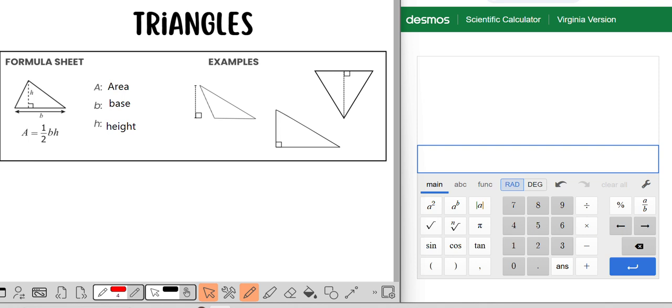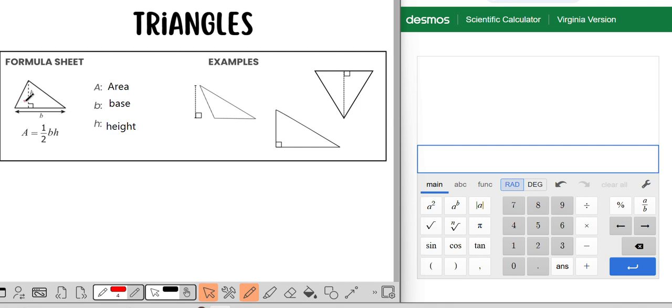Okay, so now we're going to move on to triangles. Your formula sheet will give you your triangle formulas. Always look back at that just to make sure. A stands for area, B stands for base, and H stands for your height. So let's explain what those are.